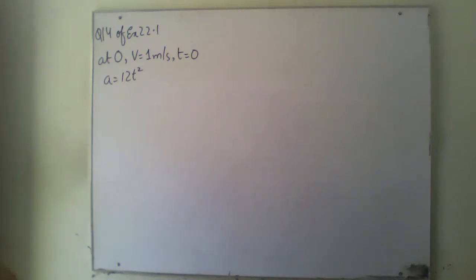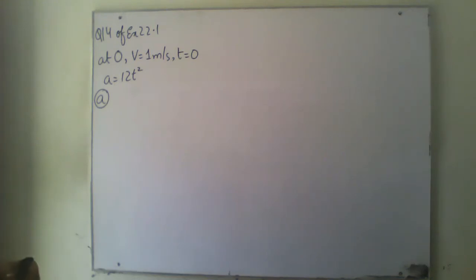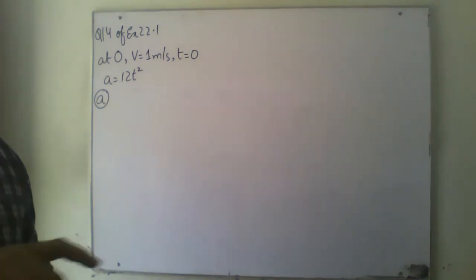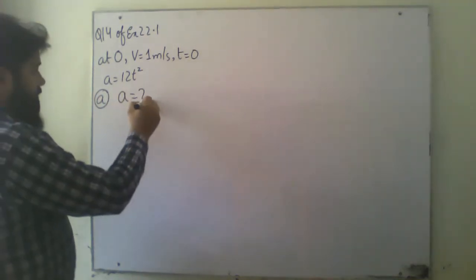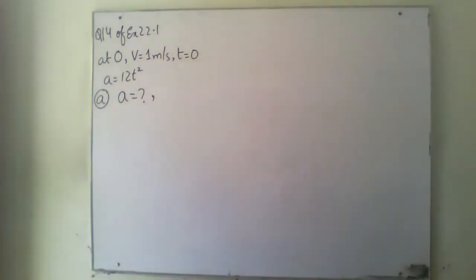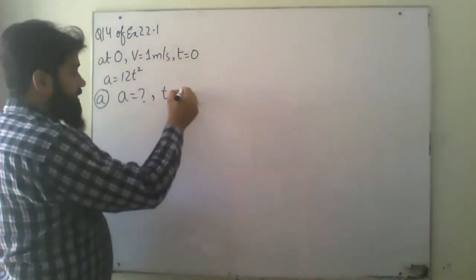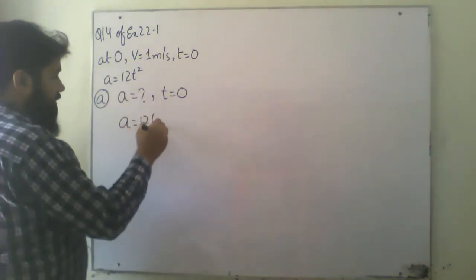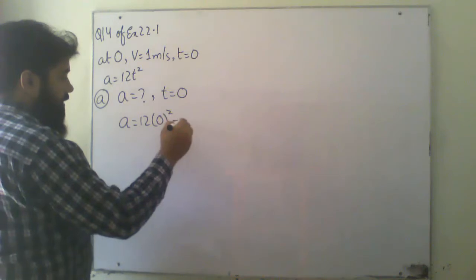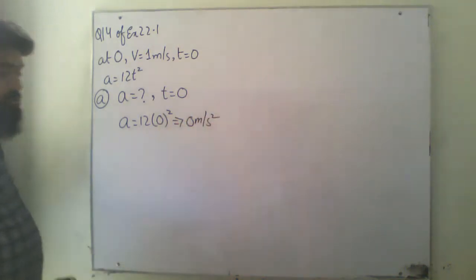So in the A part, they are asking for acceleration at the initial point. They are asking for acceleration when the body is passing from O. It means t will be taken as 0. Plugging it in, a equals 12 times 0 whole square. So acceleration is coming 0 meter per second square.